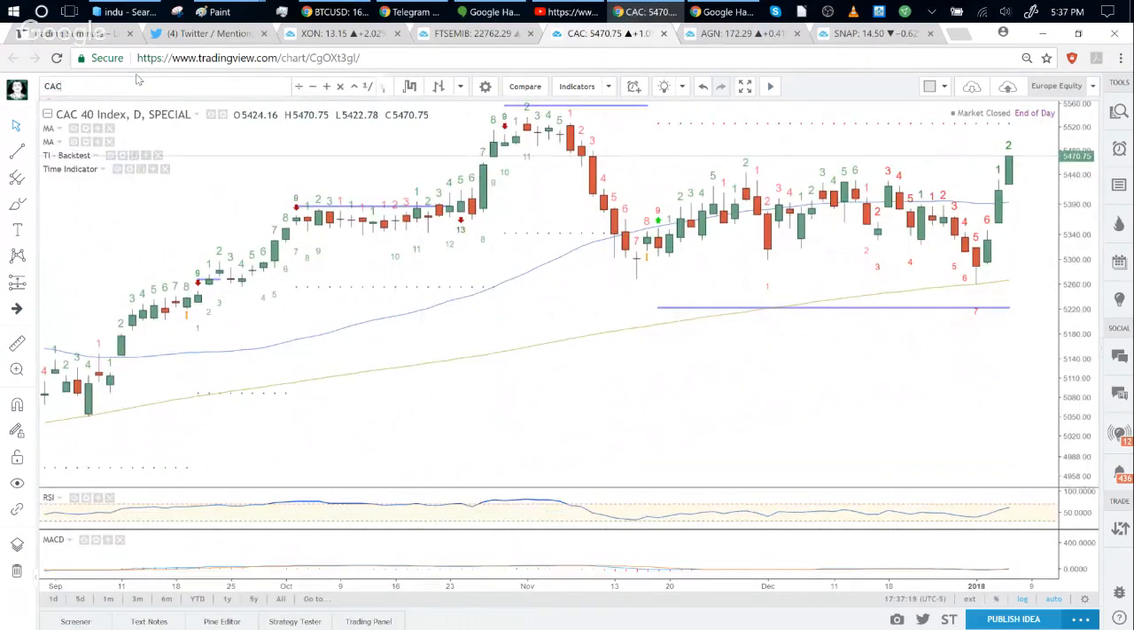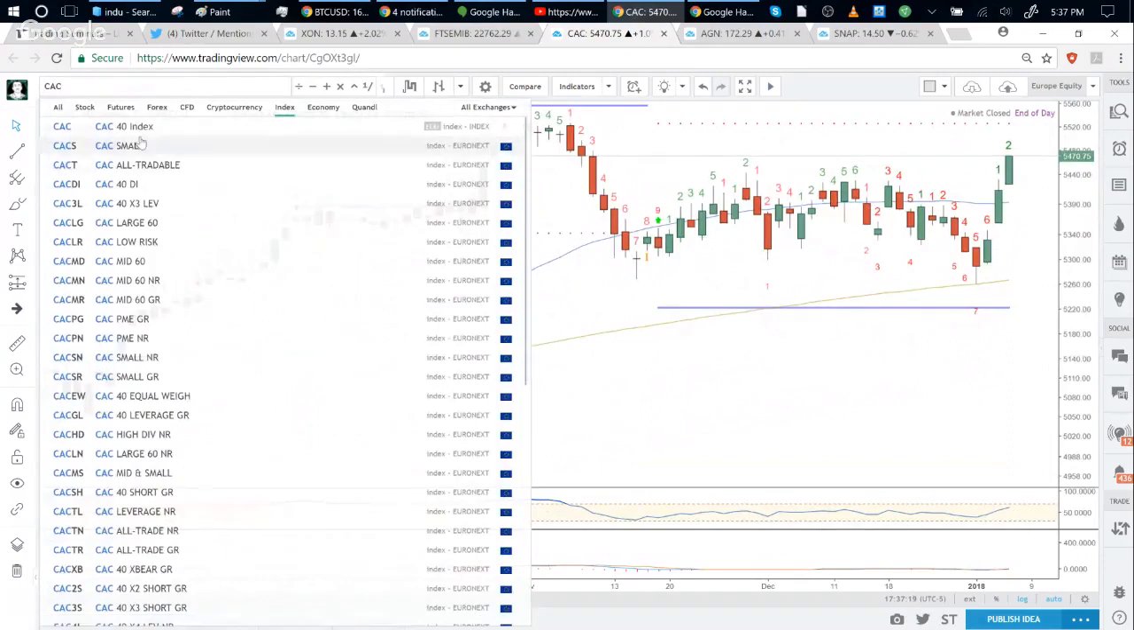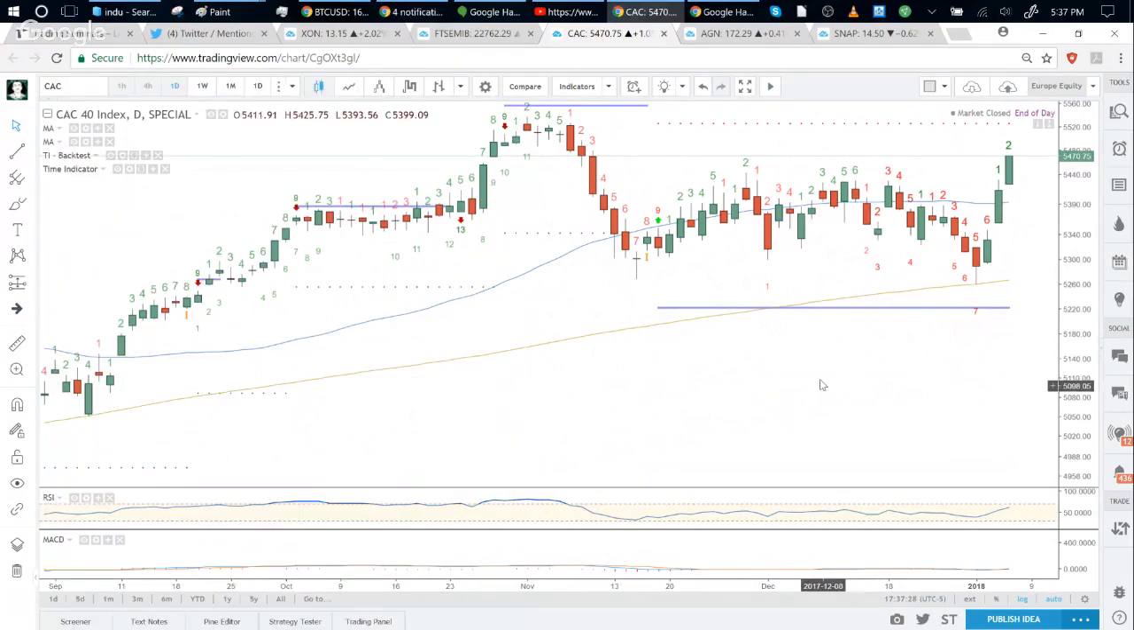Am I using the right one? See, that's the other problem, right? Index, end of day. Nah, I want the real thing. Anyway, I think this is it. Again, there was a 9 that led to a 13. Yeah, I got to look into this.